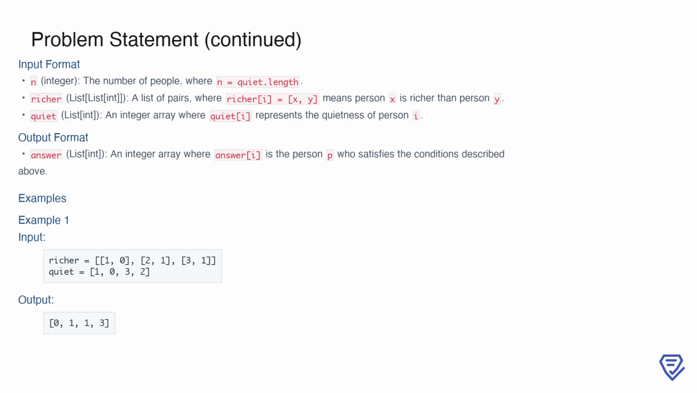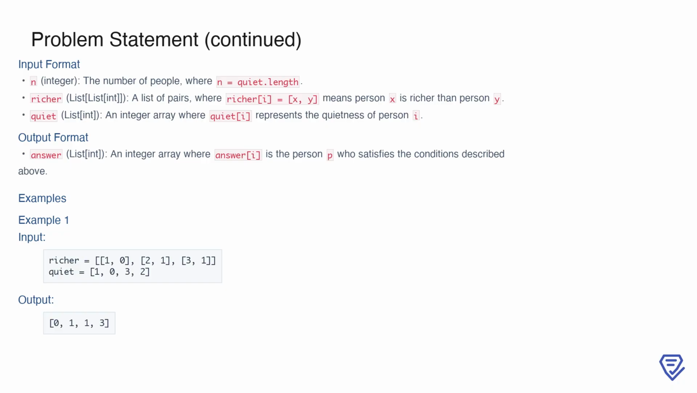On the output side, we need to construct an integer array called answer. Here, answer[i] will represent the person P who satisfies the two conditions discussed earlier. P must be no richer than person i, and P must have the minimum quietness value among all eligible people.